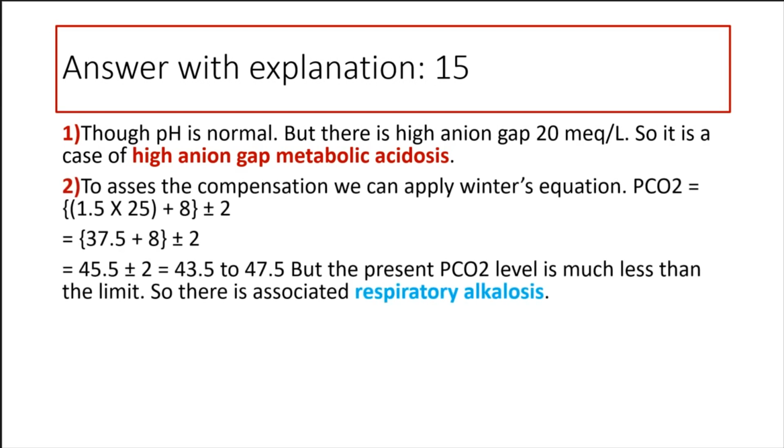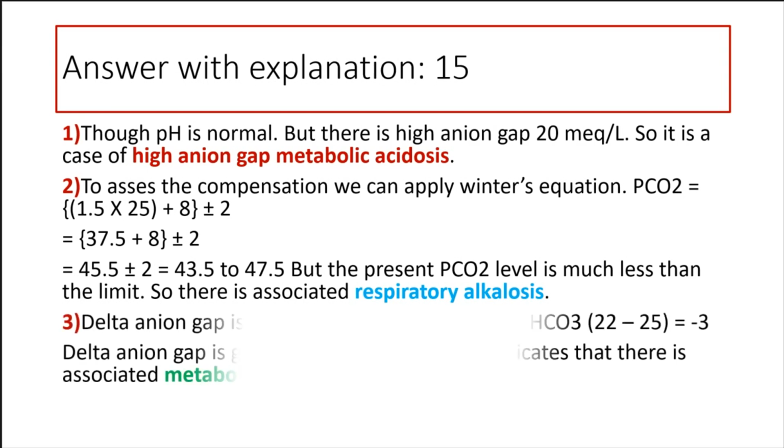2. To assess the compensation we can apply Winter's equation. PCO2 equals 1.5 multiplied by 25 plus 8 plus or minus 2 equals 37.5 plus 8 plus or minus 2 equals 45.5 plus or minus 2 equals 43.5 to 47.5, but the present PCO2 level is much less than the limit. So there is associated respiratory alkalosis.